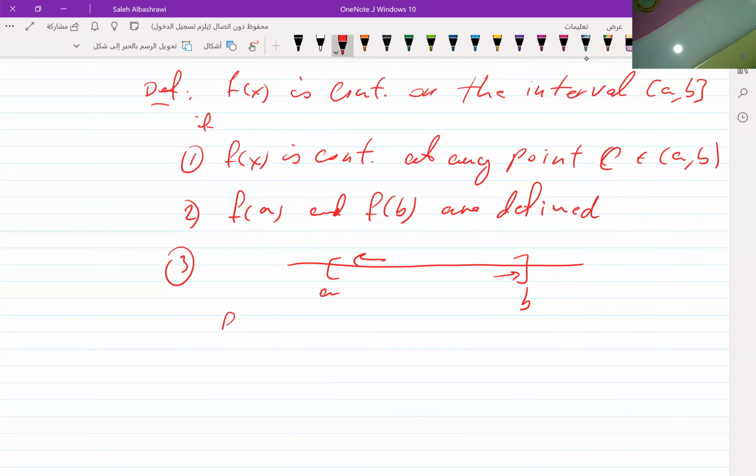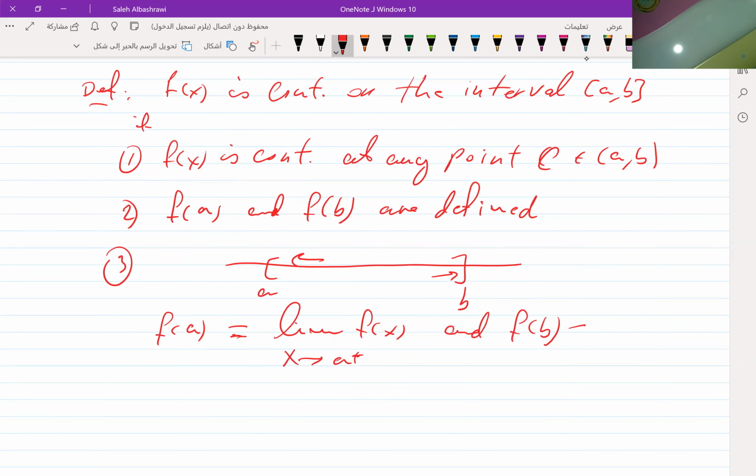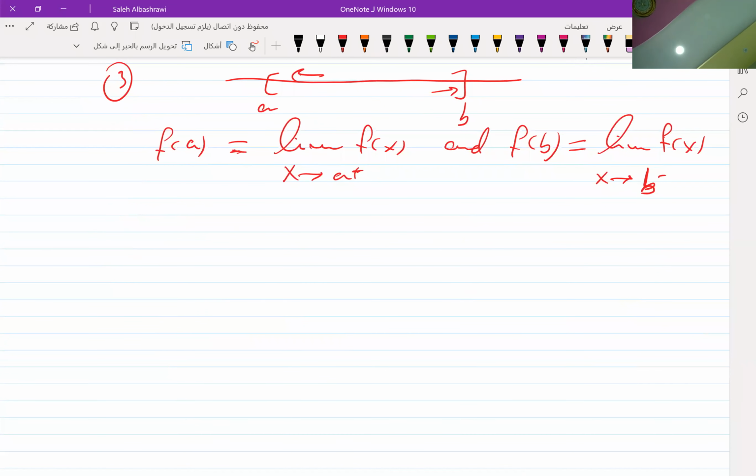So for the third one, f of a must equal the right limit of the function as x goes to a plus, and f of b must be equal to the left limit of the function f of x as x goes to b minus, means the left limit. If these conditions are satisfied, we say that the function is continuous over the interval a, b. Let's take some examples of how to find or to apply the continuity of the function.